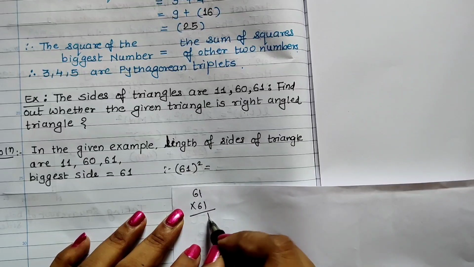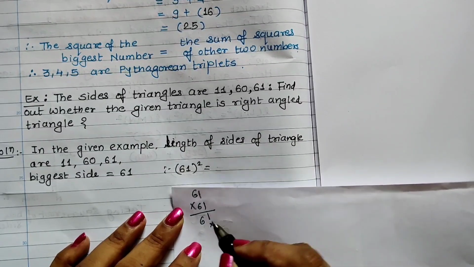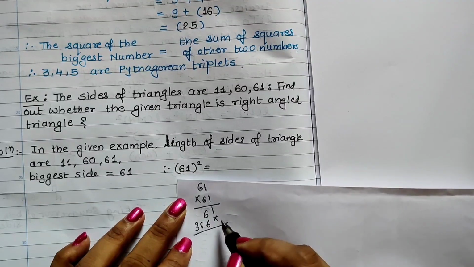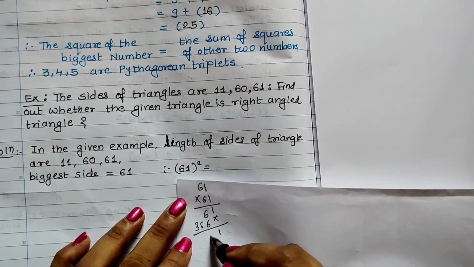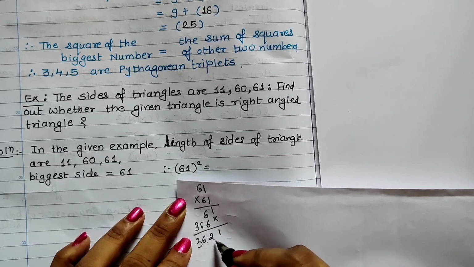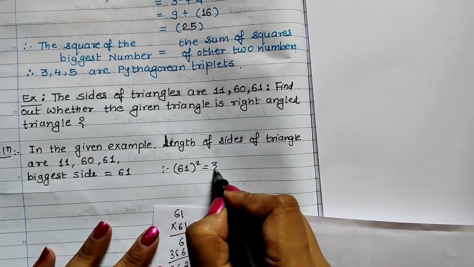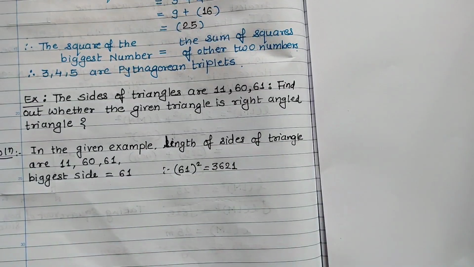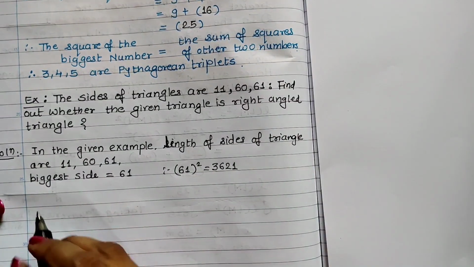1 into 1 is 1. 1 sixes are 6. Then 6 ones are 6. 6 sixes are 36. Simple multiplication we will have to do. 3621. Okay, 3621. Now what will we do?